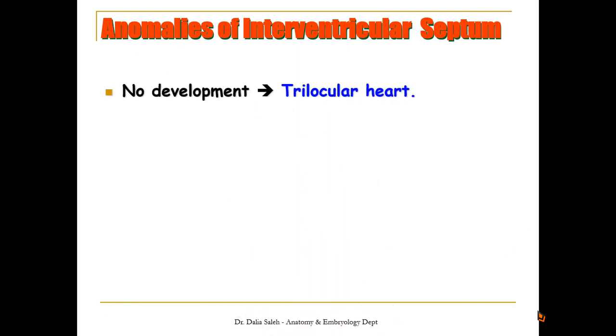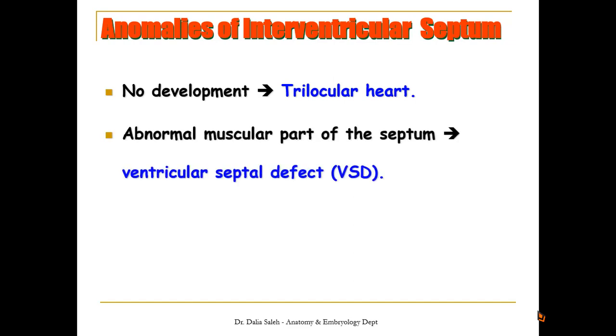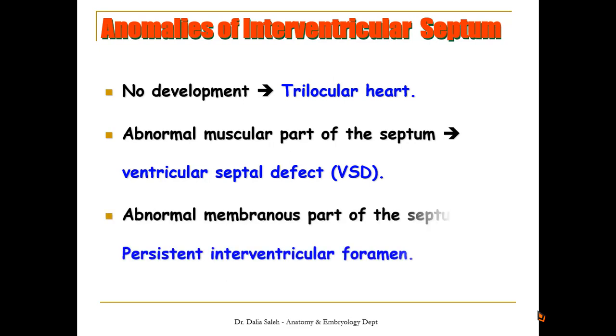So if there is no development of the interventricular septum at all, we end up with the trilocular heart. Or if there is abnormality in the formation of the muscular part of the septum, we end up with ventricular septal defect, which could be single or multiple at different sites. Or if there is abnormality in formation of the membranous part of the septum, we end up with what is called persistent interventricular foramen.